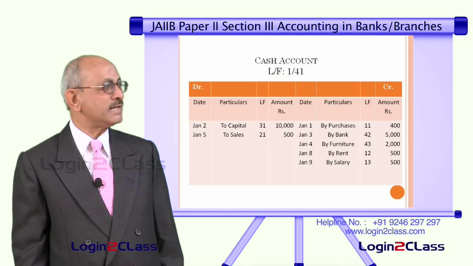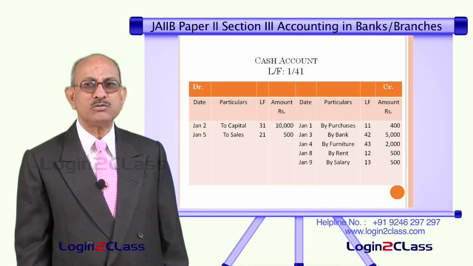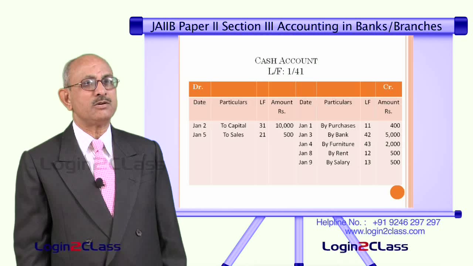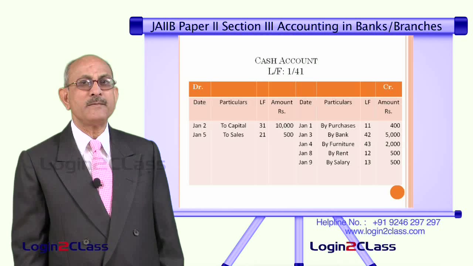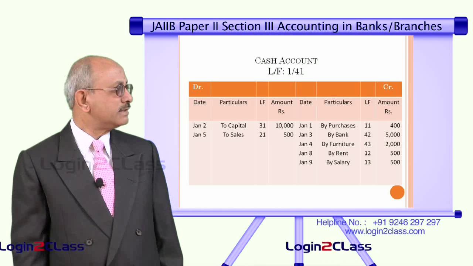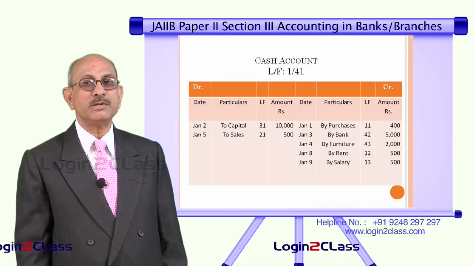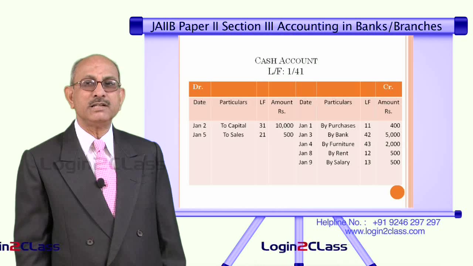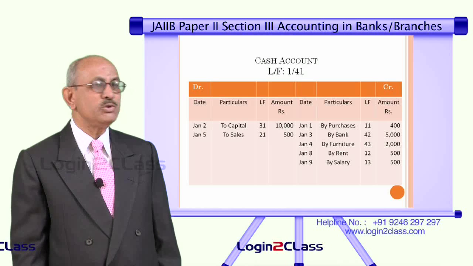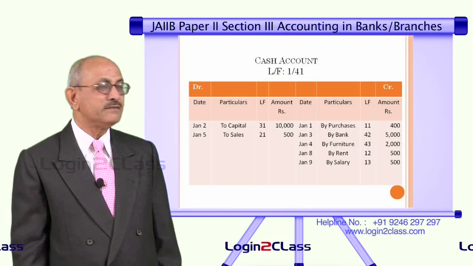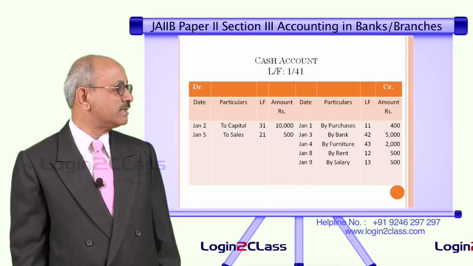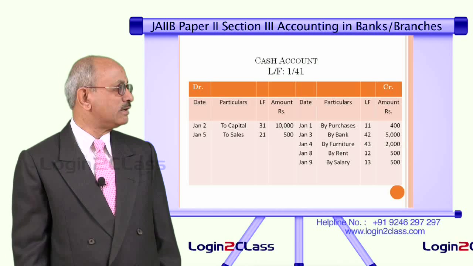Now go to the second transaction. There also cash account was involved, but the cash account had been debited there and capital account was credited. So it will go to the debit side of the cash account. So on the debit side you will see January 2 capital. That means the other account which has been credited needs to be mentioned under the particulars column, and there also you mention the ledger folio of that particular account. That is, the capital account's ledger folio is 31, that is mentioned there, and the amount involved is 10,000 rupees.